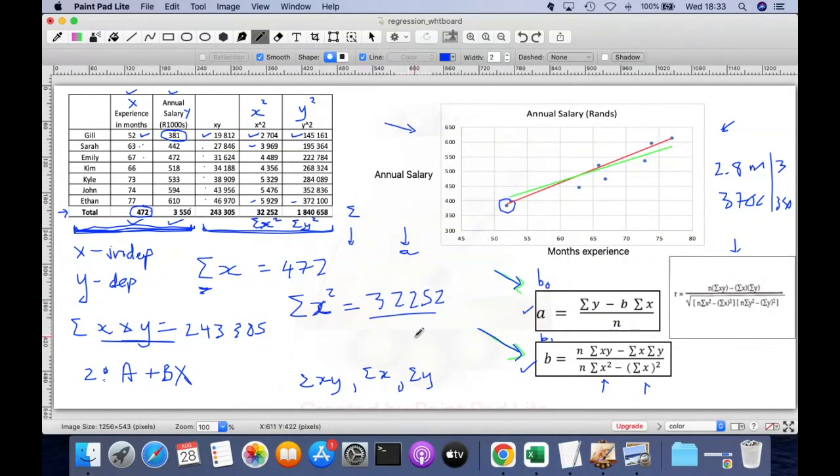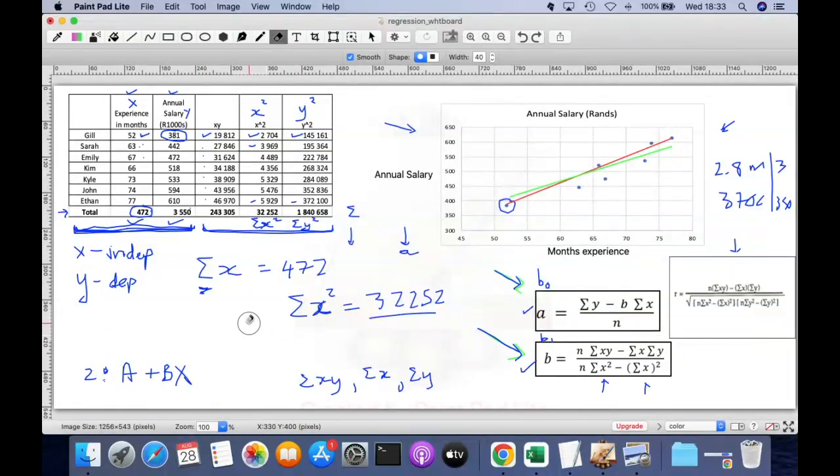Now, I'm going to show you a long method and a short method to work out the slope, your B1. I'm going to erase this.